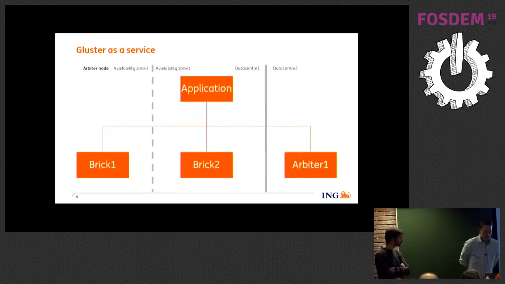So how does it look? We have still a 3-node Gluster. The only thing is that we have 2 data bricks which are in the same data center but in a different availability zone. And then we have a 3rd node which is the arbiter node, which is in another data center. The arbiter node obviously only contains metadata, so that makes the synchronization to the other data center a bit quicker and it saves disk space.